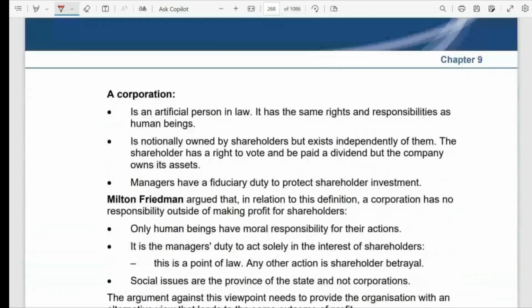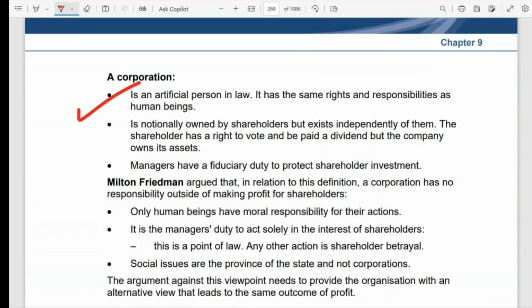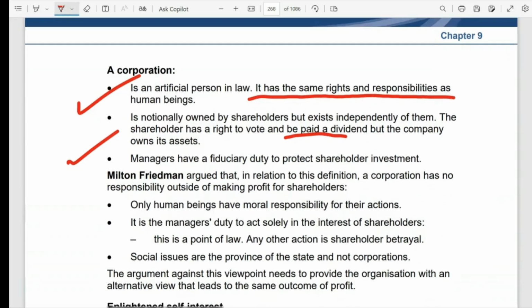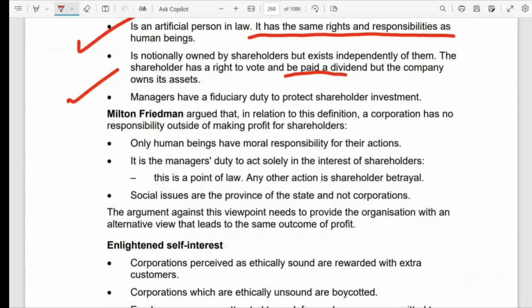A corporation is an artificial person. In law, it has some rights and responsibilities like a human being. The corporation is notionally owned by shareholders but exists independently of them. The shareholder has a right to vote and be paid a dividend, but the company owns its assets. Managers have a fiduciary duty to protect shareholders' investment.